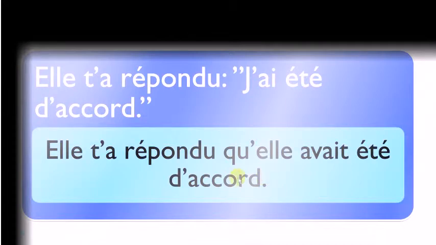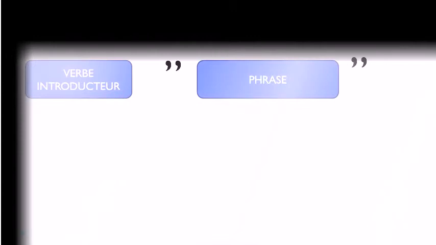All right, so remember, the first part doesn't change. Elle t'a répondu. You don't need to modify it. But the second part, ai été here, passé composé, will become avait été here. So it's the plus que parfait.